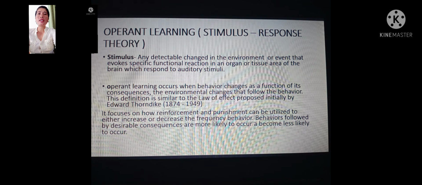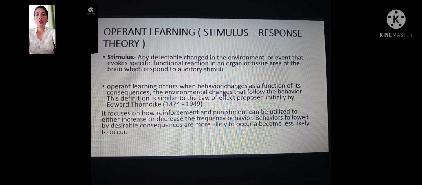Next one is my second topic under the learning theories, operant learning or the stimulus response theory. So what is a stimulus? A stimulus is any detectable change in the environment or event that evokes a specific functional reaction in an organ or tissue, such as an area of the brain which responds to auditory stimuli.